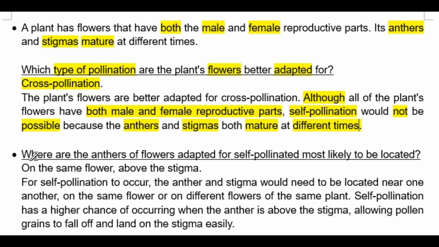Where are the anthers of flowers adapted for self-pollinated most likely to be located? On the same flower, above the stigma. For self-pollination to occur, the anther and stigma would need to be located near one another on the same flower or on different flowers of the same plant. Self-pollination has a higher chance of occurring when the anther is above the stigma, allowing pollen grains to fall off and land on the stigma easily.